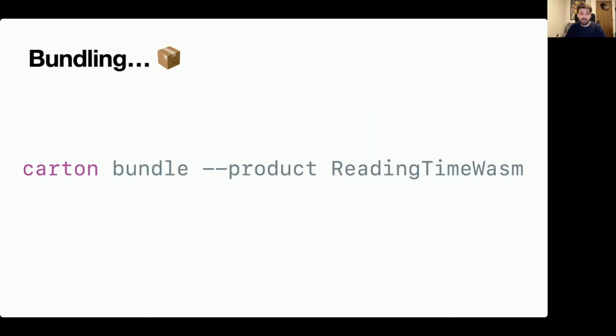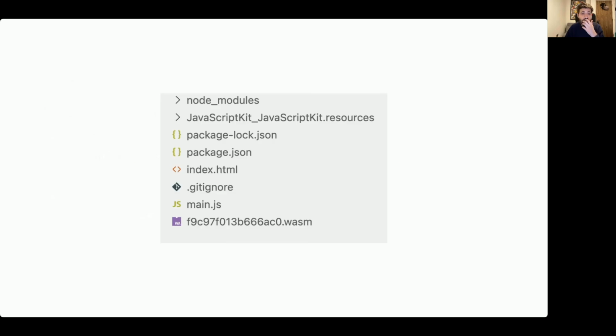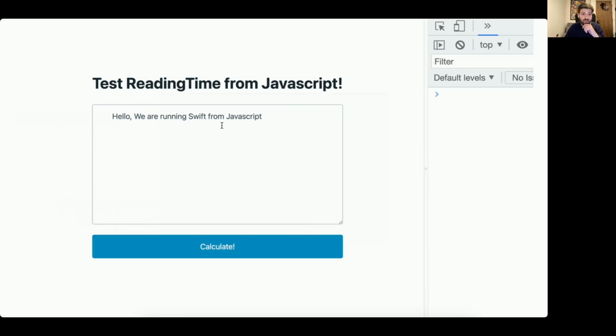What this is going to do is, every time the button gets pressed, it's going to grab the values from the text area and output the estimated reading time. Then we just use the Carton bundle command to generate all the glue code, and this is going to make a wasm file. It's going to make the necessary JavaScript code to import this wasm file, and it's going to generate a bunch of other resources so that we can interact with JavaScript from Swift. And here is an example of it running. When we hit calculate, it gets the values from the text area, and it prints that it took 2 seconds to read.